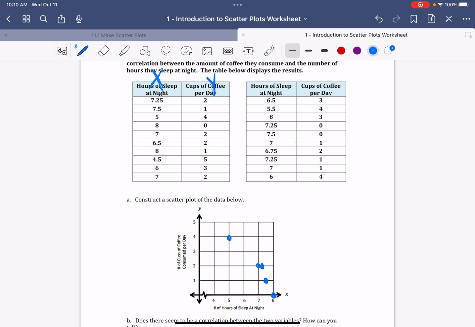Please do this on your paper as well. If you need to pause the video, go ahead and do that until you're done graphing.